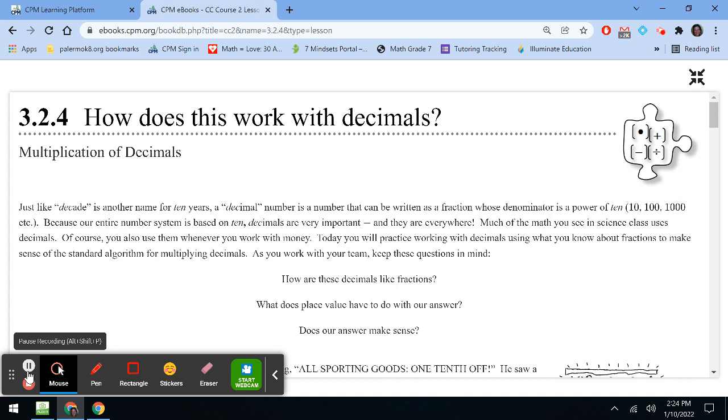Also, we use them when we're working with money, and that's usually the connection that I make with students, because most students are familiar with money as decimals, or decimals as money.